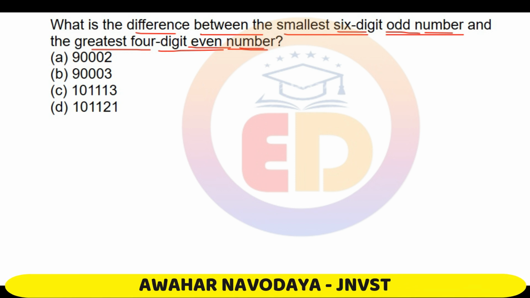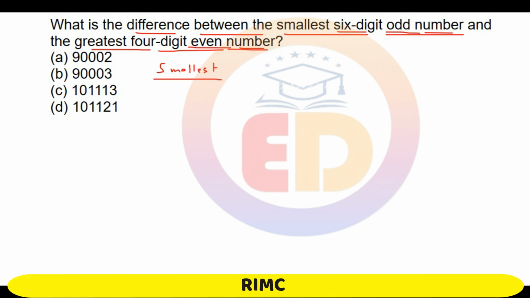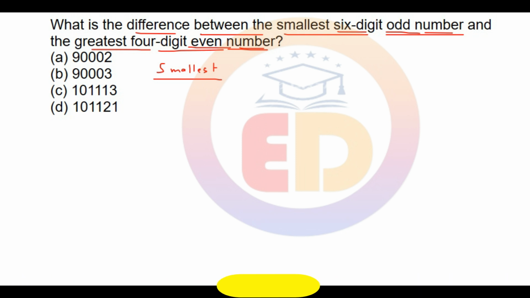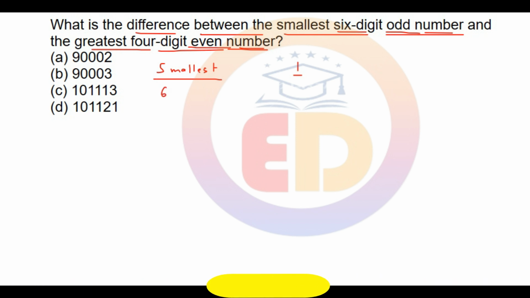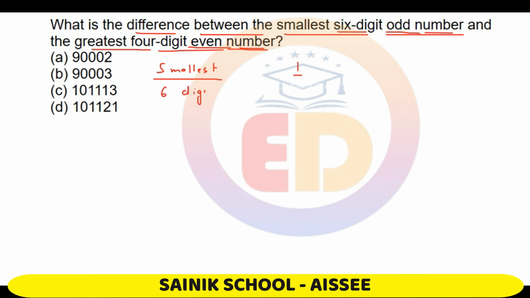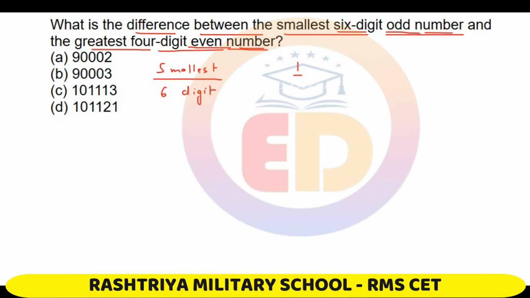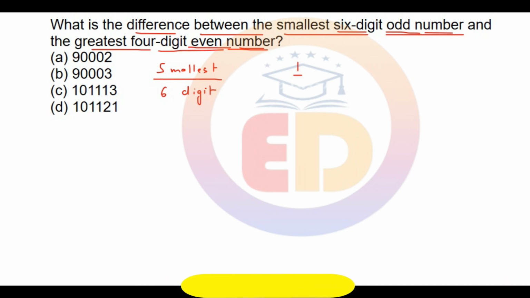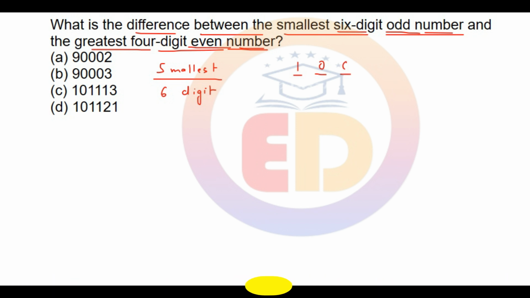Now we know that the smallest number of any digit will always start from 1, and here they are asking the smallest 6-digit number. So to make the smallest 6-digit number, since we have already taken 1, then to make it a 6-digit number, I have to add 5 zeros.